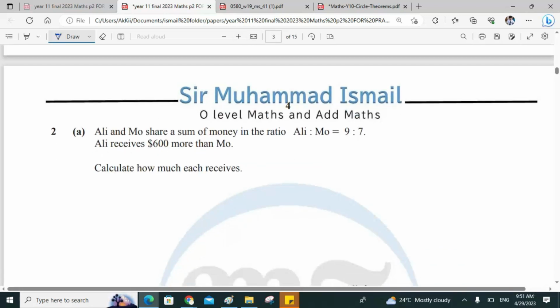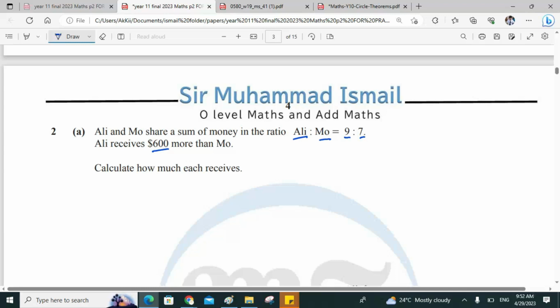There are two people, Ali and Mo. Their sum of money is in the ratio 9 to 7, and they receive 600 as total. Ali receives 600 more than Mo. Calculate how much he received. Okay, so what you need to do is solve this question in a way. First of all, you have to check which share Ali is going to receive, right?